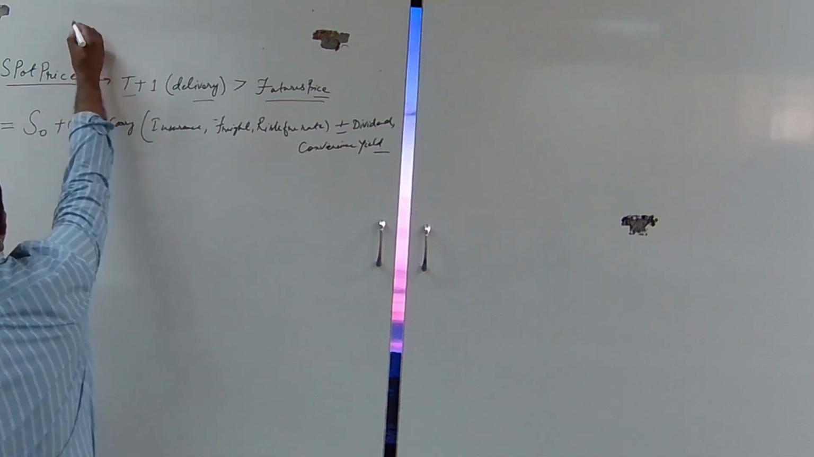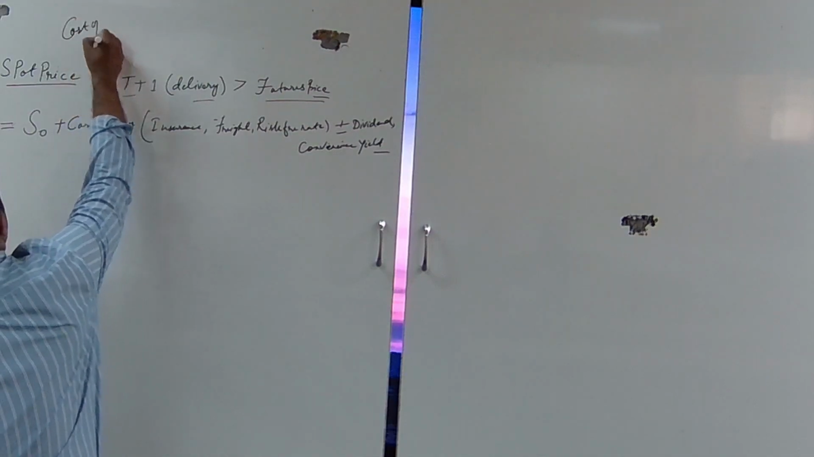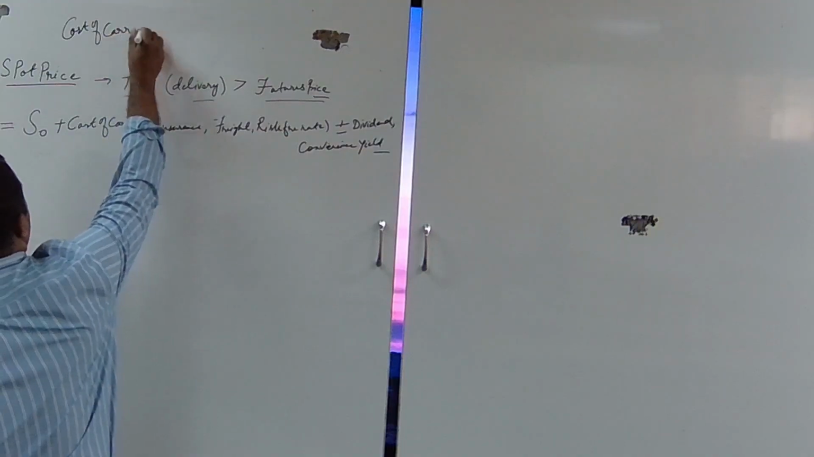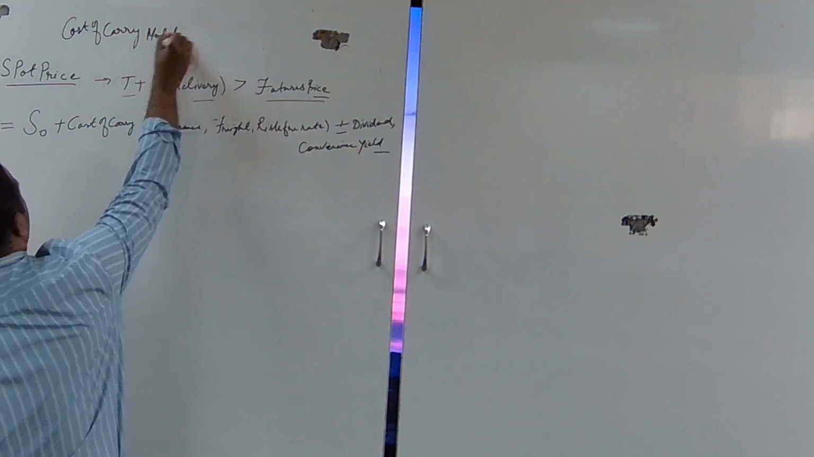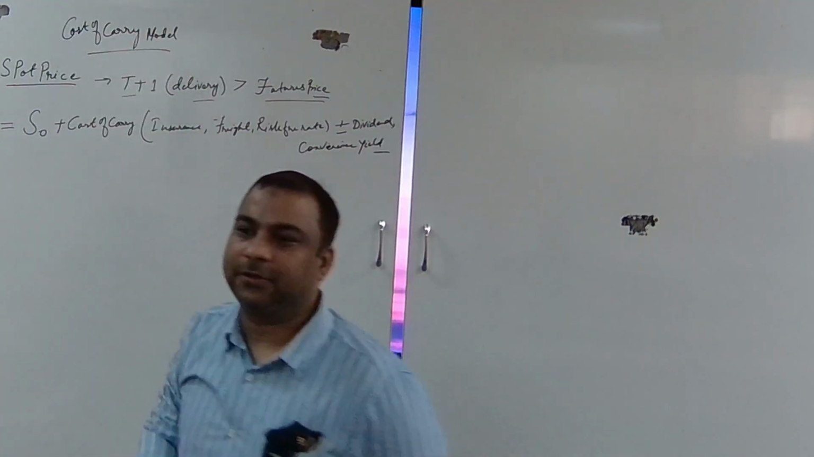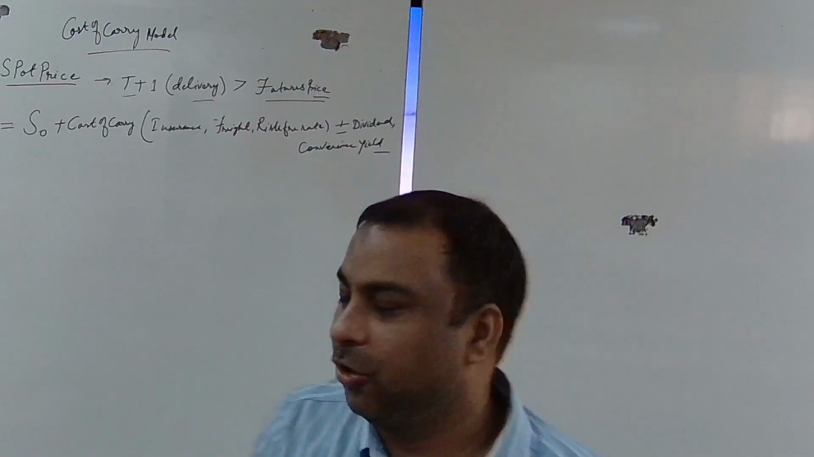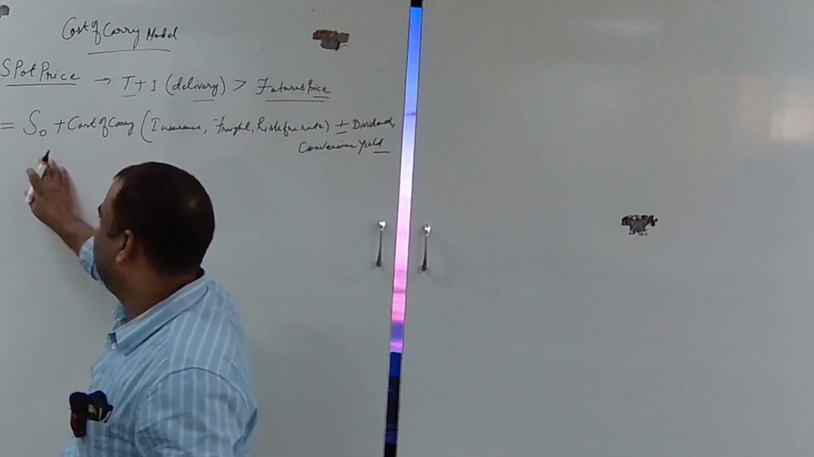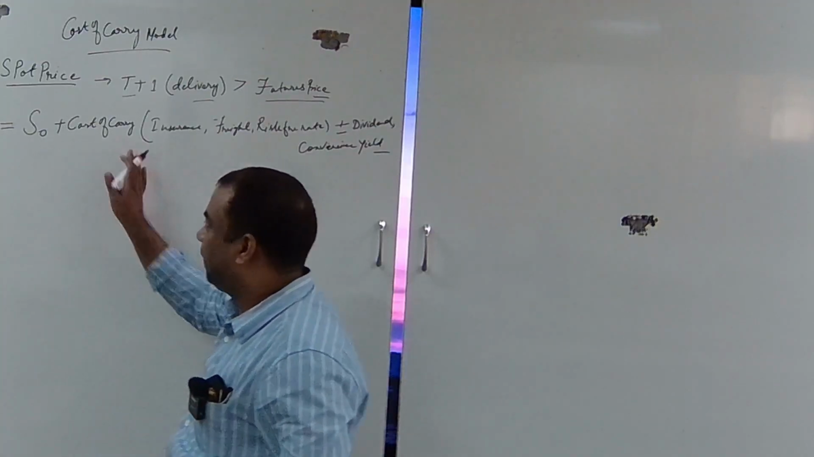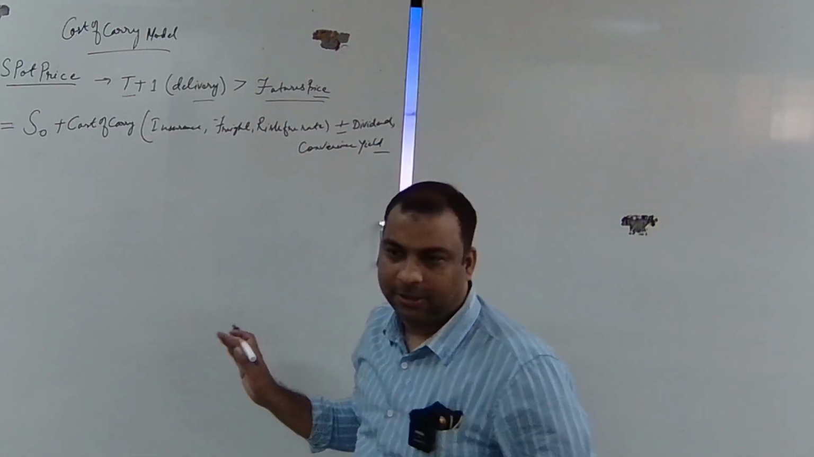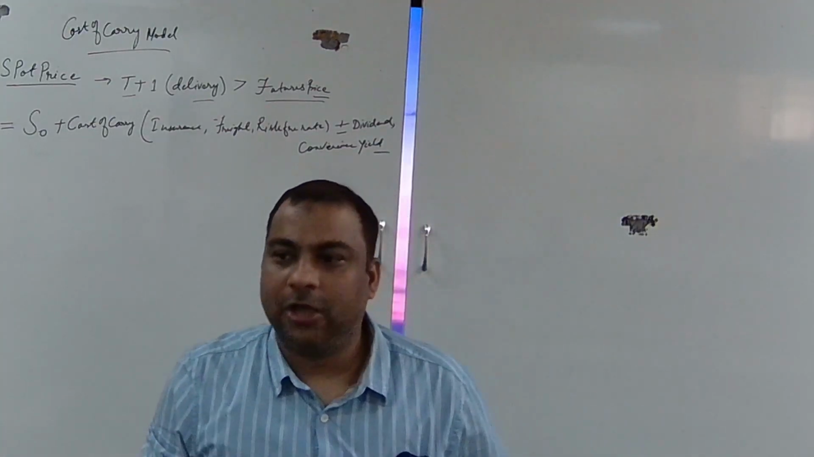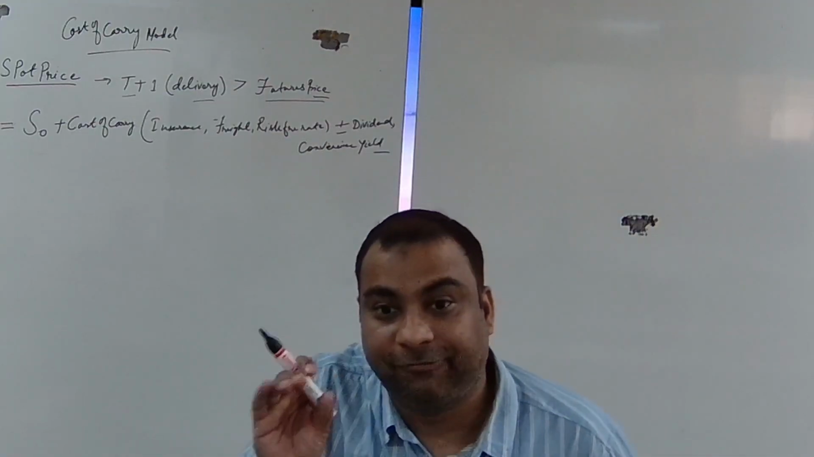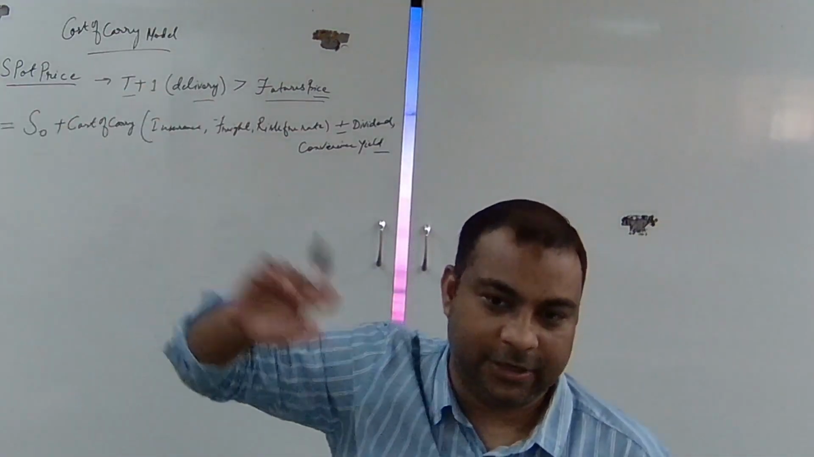This is the model known as cost of carry model. We have in syllabus cost of the carry model or reverse cost of the carry model, okay. Are you getting my point? So here this is spot price, this is the future price. The formula of future price is spot price plus cost of the carry, means cost applied to carry this contract up to the delivery time.